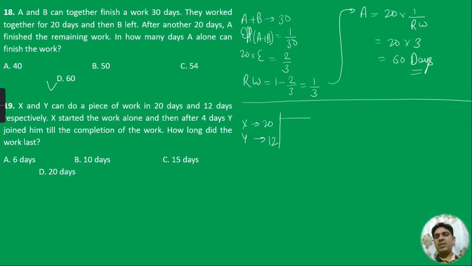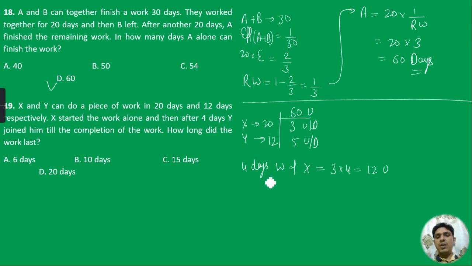So students, let us first assume the complete work. The LCM of these two will be 60 units. Now 1 day work of X will be 60 divided by 20, that is 3 units per day, and 1 day work of Y will be 5 units per day. He is saying that X started the work alone and then after 4 days Y joined him. So what will be the 4 day work of X? This will be 1 day work multiplied by 4, that will be 12 units.